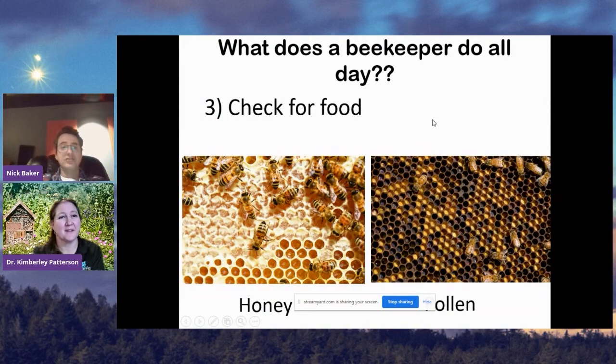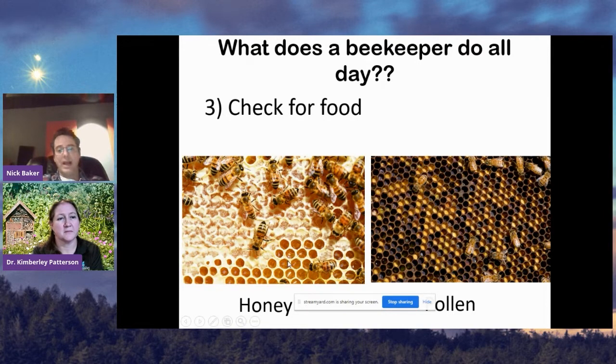The other thing we look for is food. We want to make sure our bees have enough food to sustain themselves. When they do run out of food, just like anyone else in farming, if you have an animal and it's out of food, you're going to feed it. During good times of the year, during honey flows, you will see lots of honey. You can see the wax cappings over this honey here. This isn't quite ready yet.